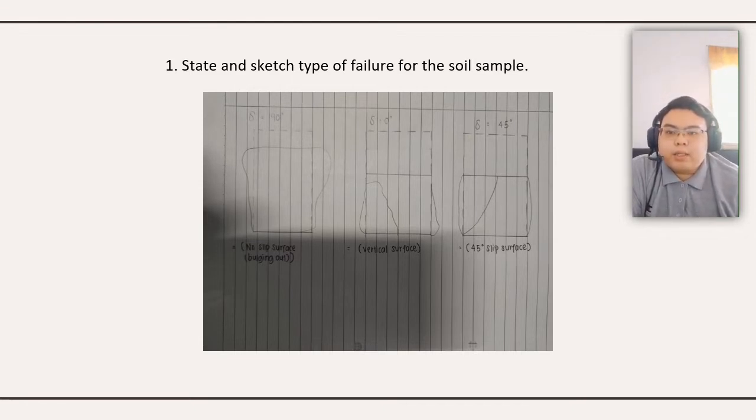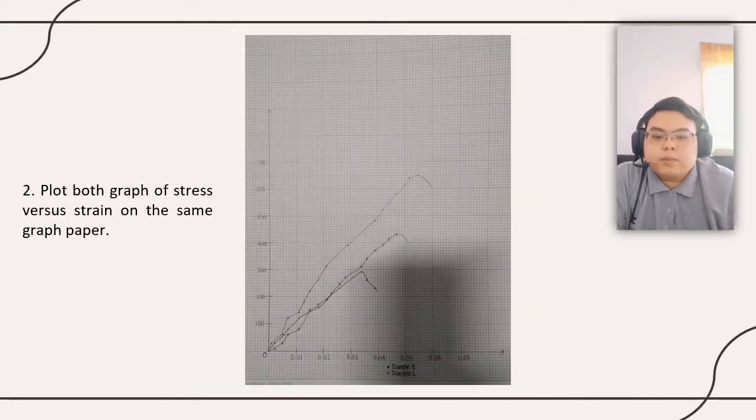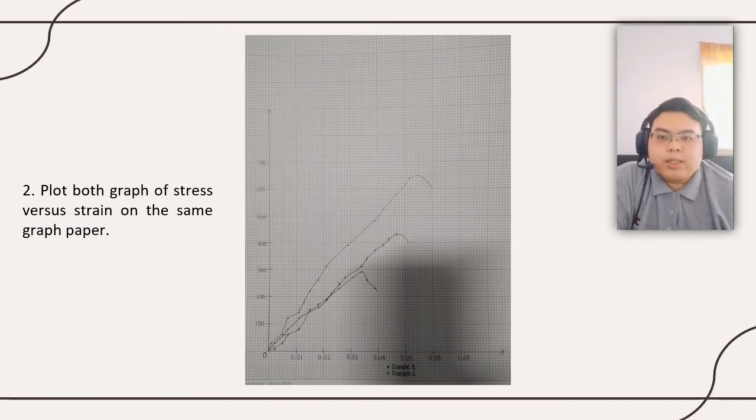Number 1, state and sketch the type of failure for the soil sample. And this is our sketch. And for number 2, plot both graphs of stress versus strain on the same graph paper. This is our group graph.